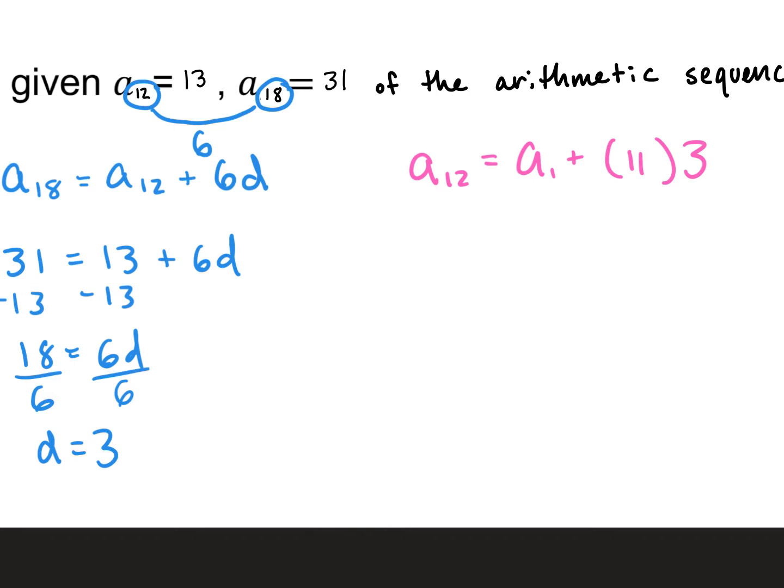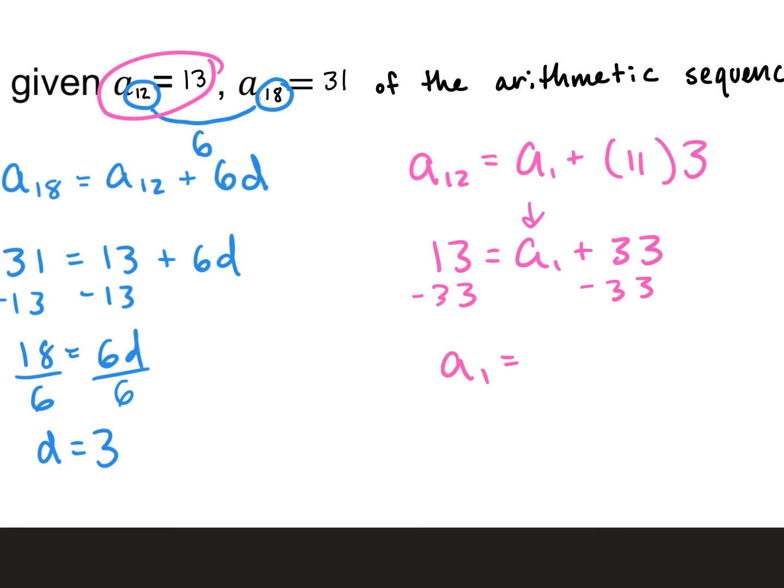So here, I know what a sub 12 is. That's 13. So I have 13 is equal to a sub 1 plus 33. Now I'm trying to figure out what my first term is. That way I can plug it into my a sub n formula. So subtract 33 on both sides. So what's a sub 1 equal to? Negative 20.